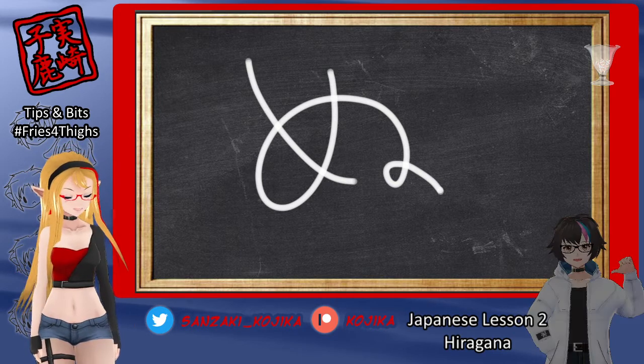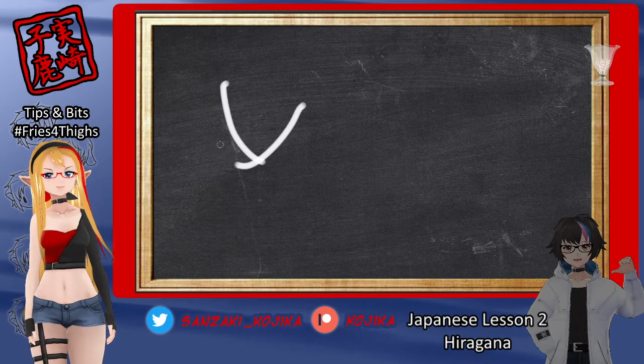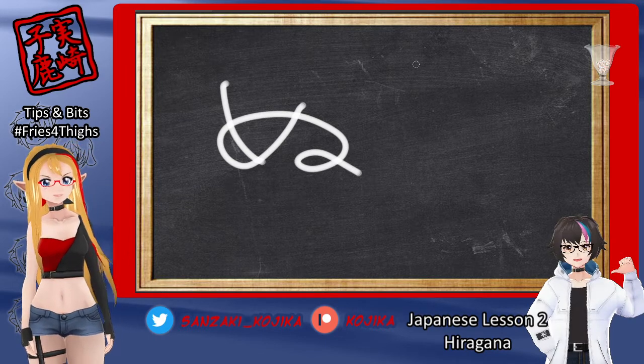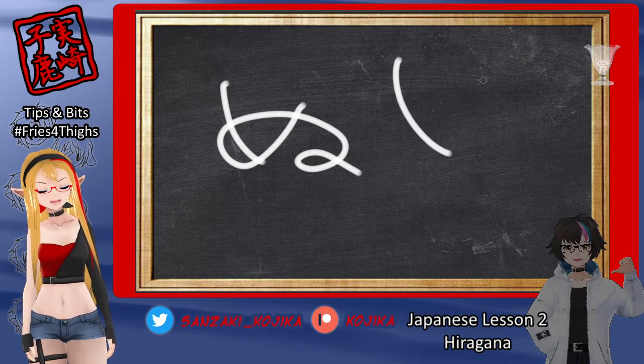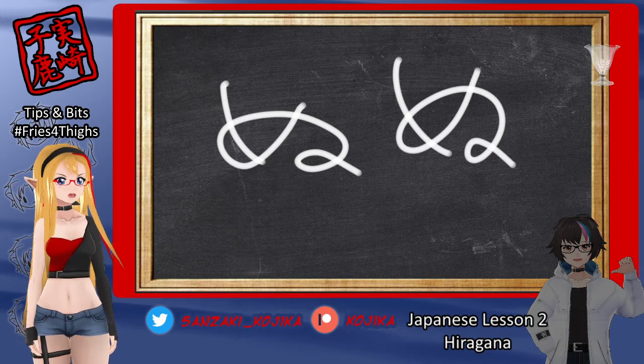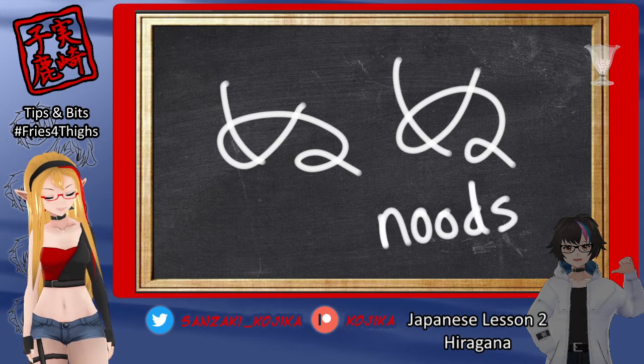That's better than I could write. Really? Let's go ahead and write nu. Yours is a little more elongated, that's all. Because I'm at an angle, that's why. Yeah, it looks pretty good. Yeah, nu. Send me the nudes. I want the noodles.